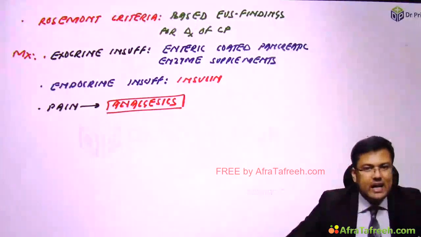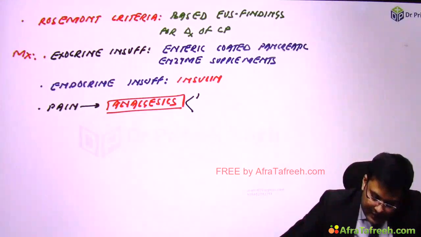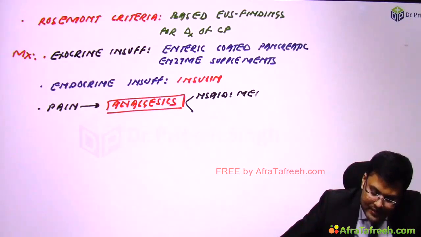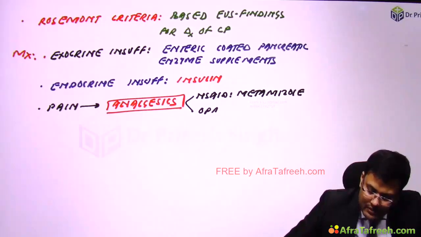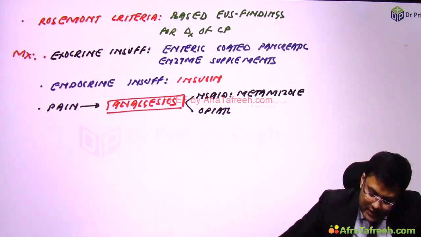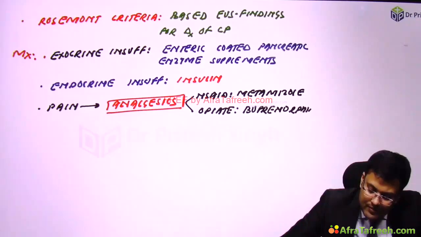Question: what is the NSAID of choice? For NSAID, we give metamizole, just like in acute pancreatitis. And for opiate, we give buprenorphine. The opiate is buprenorphine.